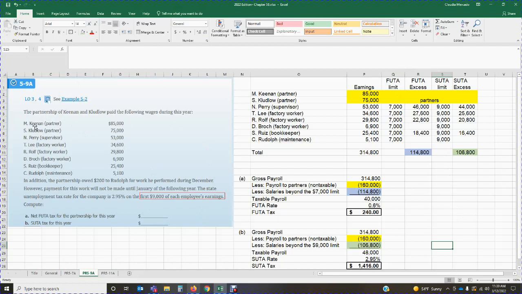Make sure that you identify if you have partners, those partners' wages are non-taxable for federal or state unemployment. We need to go back and identify that partners are not taxable. Whatever is given out to a partner is considered like a withdrawal from the business. They're not employees. So that is the completion of problem 5-9.